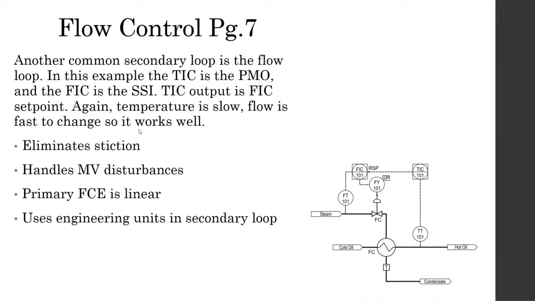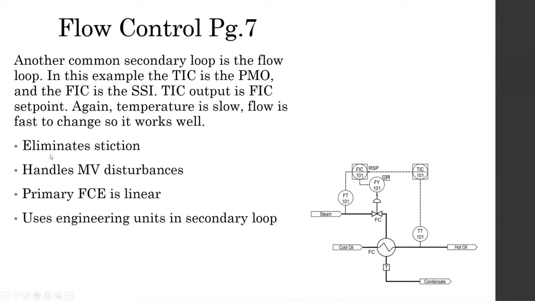Flow is fast. In this example here, this is our fancy steam exchanger. The temperature controller here is the primary master or outer loop, and the flow controller here is the secondary slave or inner loop. The TIC output you see here is the remote set point for the secondary controller. And again, temperature is slow, flow is fast. So this meets the criteria for cascade control.